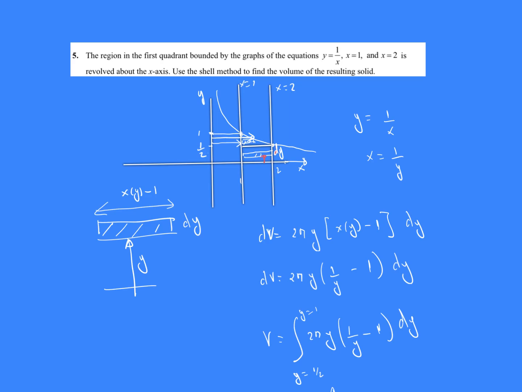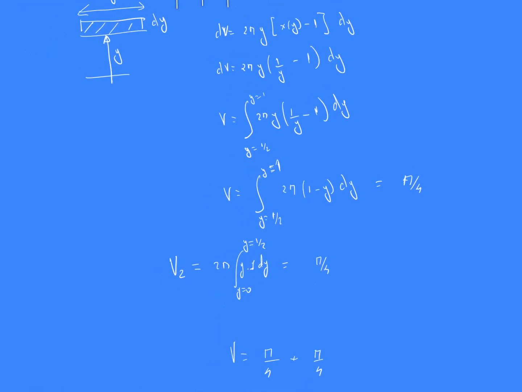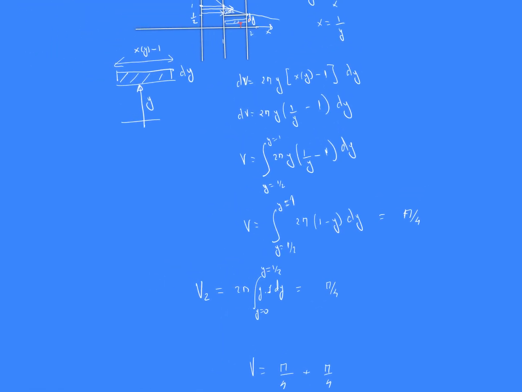Between y equals 0 and y equals 1/2 is another setup, because from y equals 0 to y equals 1/2, the length is always from 1 to 2. The length is 1. So let's do it for the second part. The second volume will be the volume 2 pi.